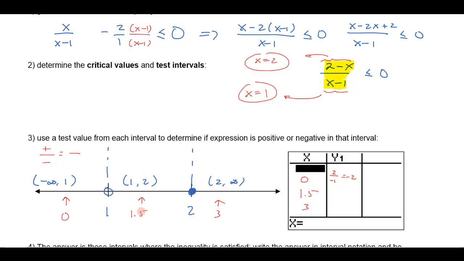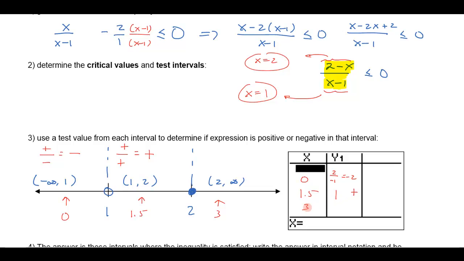Same thing when I plug in 1.5. If I plug in 1.5, I'm going to get something positive in the numerator, and 1.5 minus 1 is also positive, so a positive divided by a positive is something positive. So all I really care about is that it's positive. If I wanted it exactly, what would that be? I'd get a half in the numerator and a half in the denominator, so that would just give you exactly 1. All right, but that is positive.